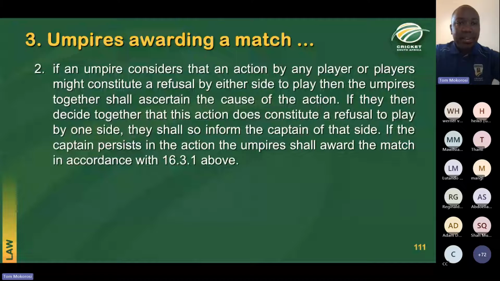Law goes on to say that if an umpire considers that an action by any player or players might constitute a refusal by either side to play, then the umpires together shall ascertain the cause of the action. If they then decide together that this action does constitute a refusal to play by one side, they shall so inform the captain of that side. And if the captain persists in the action, the umpires shall award the match in accordance with 16.3.1 in the slide before this one.